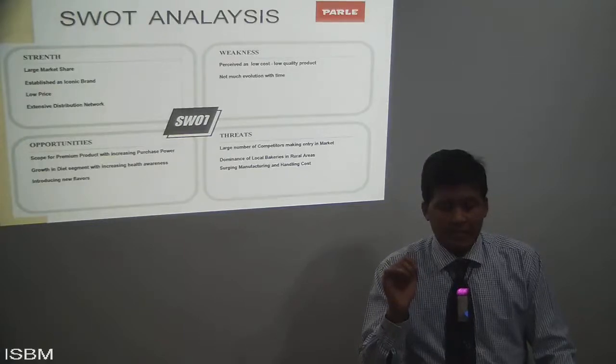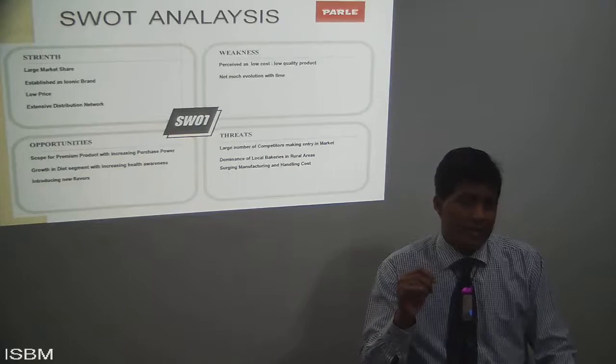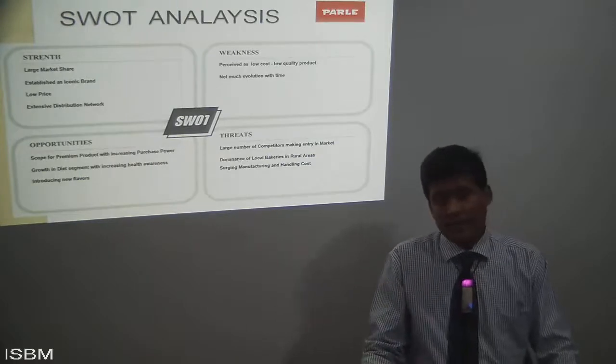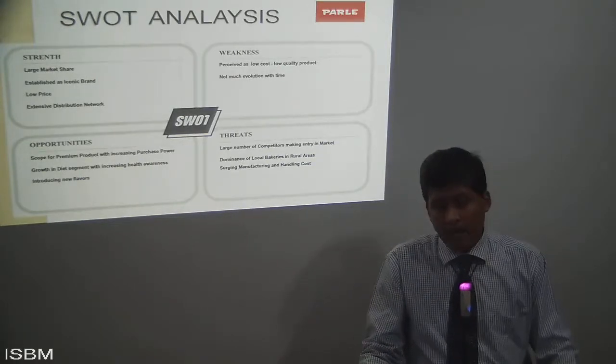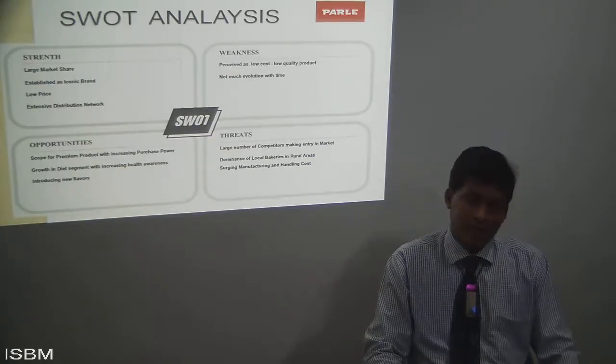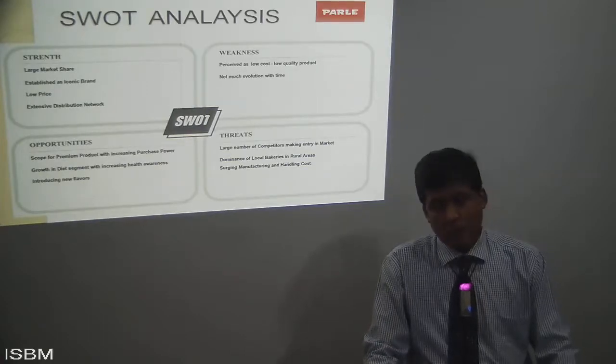Growth in diet segments with increasing health awareness. Since diet is one segment, that's why Britannia has roped in with their Marie biscuits. So for Parle, that's an area because a lot of health awareness has been generated over the years in terms of balanced diet. So yes, Parle also has launched a product of Britannia Marie, but it's a long way to go.